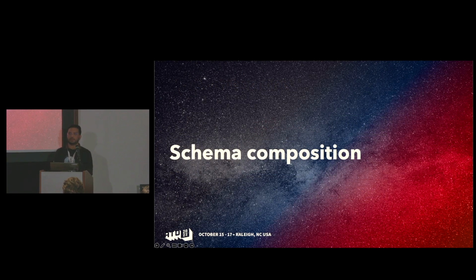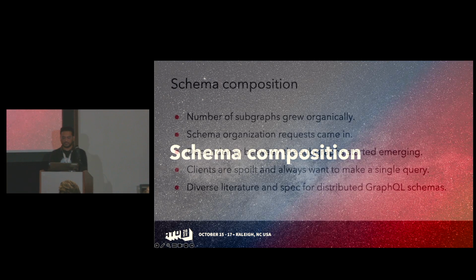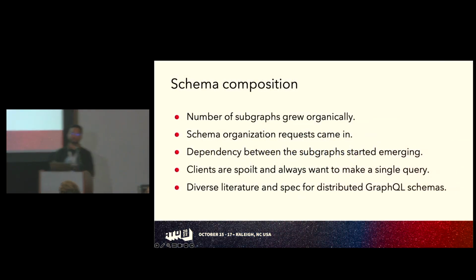So now I want to dive into some of the schema composition use cases that we have. Now, what is schema composition? The number of subgraphs, when we adopted GraphQL, started growing organically. The clients started requesting, okay, I want more and more services behind GraphQL. There came up relationships between the subgraph schemas themselves. Like you have in database tables, there are relations between the microservices themselves, right?